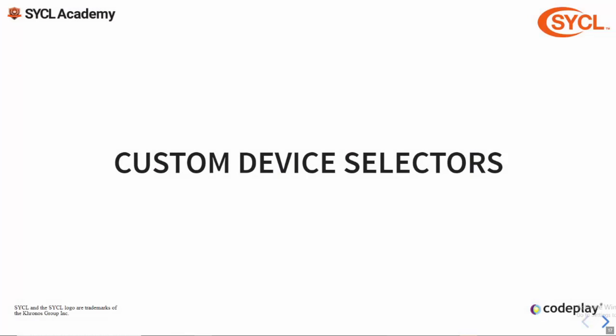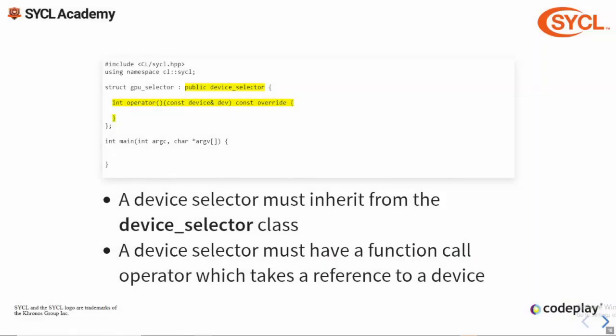Okay, so now that we know what a device selector is, how do we create one of our own? It's actually pretty straightforward. A device selector must inherit from the device selector class, and a device selector must provide a function call operator which takes a reference to a device object and returns an integer.